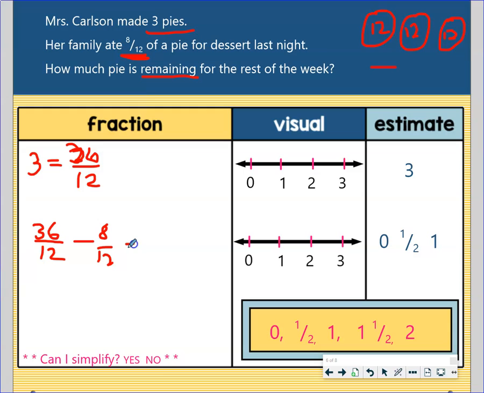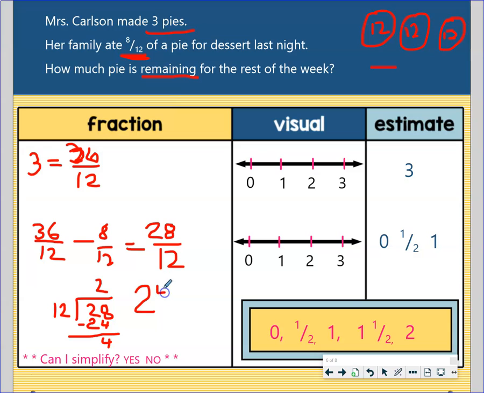My denominator can stay the same. We're dealing with 12ths. And if I take 36 minus 8, I get 28. So we've got 28 twelfths. My numerator is bigger than my denominator, so I need to make this into a mixed number. So if I looked at 28 divided by 12, I know that 12 goes into 28 two times. 2 times 12 is 24. 28 minus 24, we're left with a 4. Remember, my quotient is my whole number, so I have 2. My numerator is my remainder, 4. My denominator stays the same. So I have 2 and 4 twelfths.